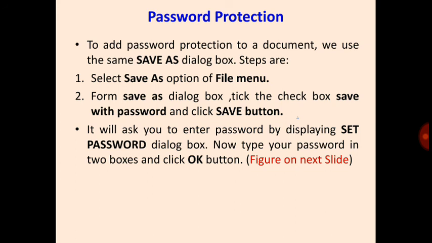Let us see the figure for the set password dialog box. This is the save dialog box, and in the save dialog box at the bottom you can see the save with password checkbox, which has to be clicked by you. And then you click on the save button. It will show you the set password dialog box where you can type the password and type it again for confirmation.